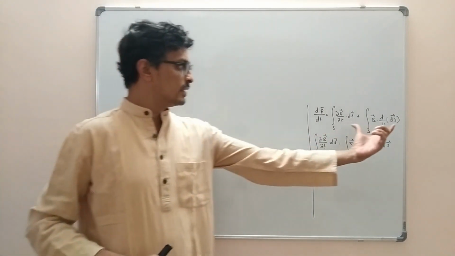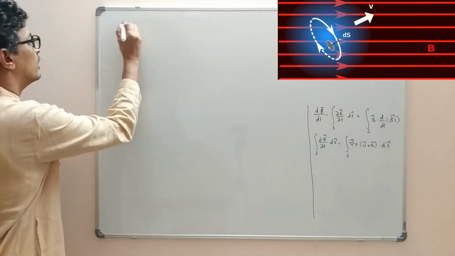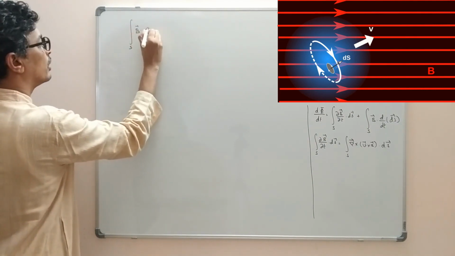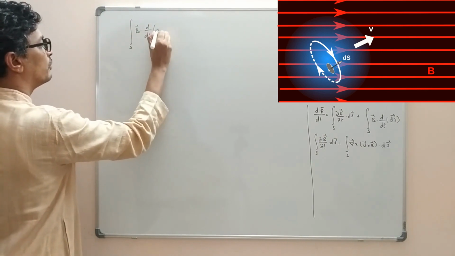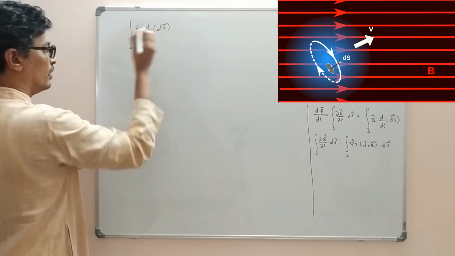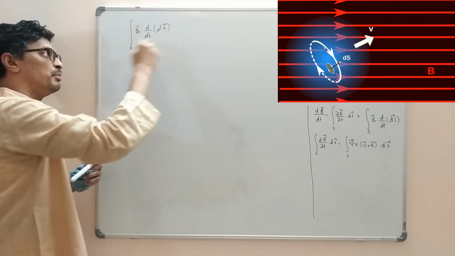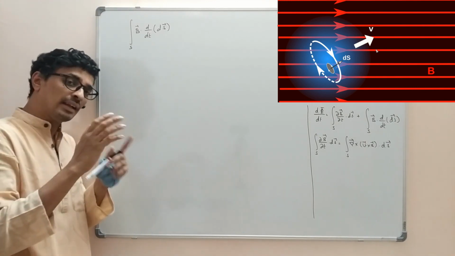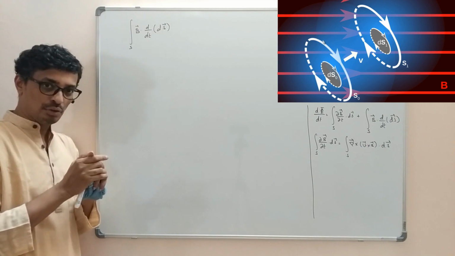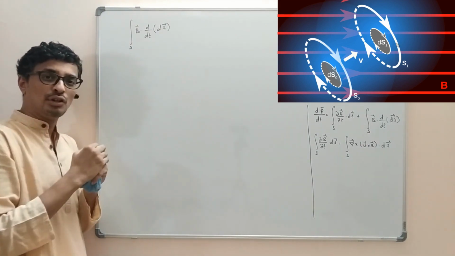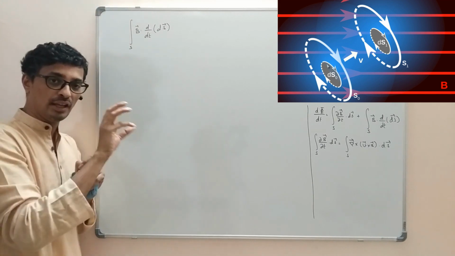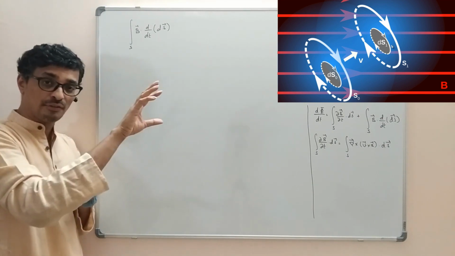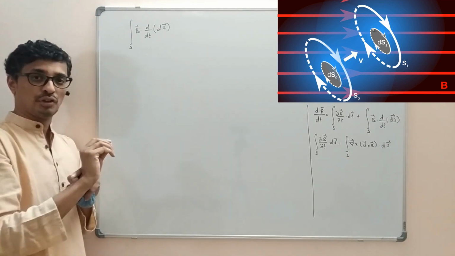Now let us look at the second integration, that is B dot d by dt of ds. Now this term is nothing but the evolution of the surface. So let us denote our original surface as S0, and after time dt it has evolved to a new surface, let it be S1. So we have an infinitesimal surface selected at S0, which is ds0, and an infinitesimal surface selected at S1, which we call ds1.